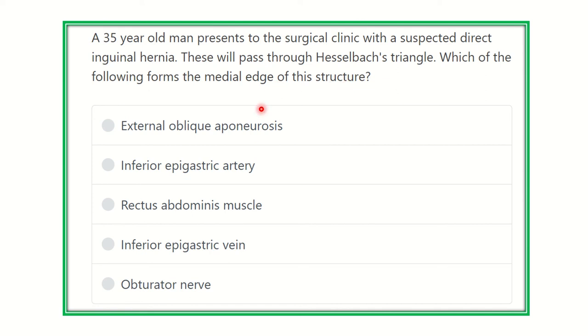So after careful reading, now we have to find out the key point in the question. Here we can see a 35 years old man present to the surgical clinic with suspected direct inguinal hernia. We know that the direct inguinal hernia occurs through the Hesselbach triangle. So this will pass through the Hesselbach triangle, and they want to know which form the medial edge of the structure. That means which form the medial wall of the Hesselbach triangle. So first of all, we have to find out the Hesselbach triangle. Then we have to find out the medial edge or medial wall of this structure, that means of this Hesselbach triangle.